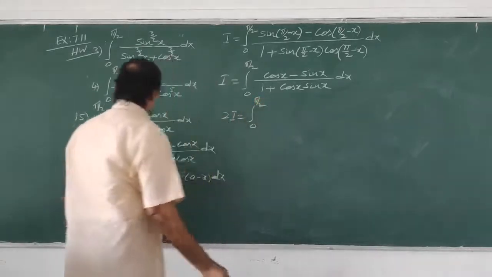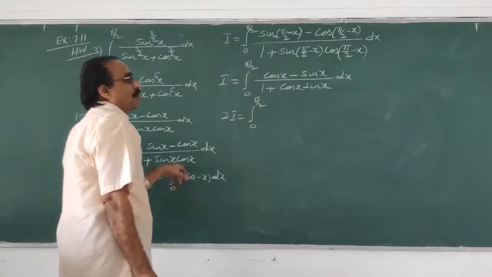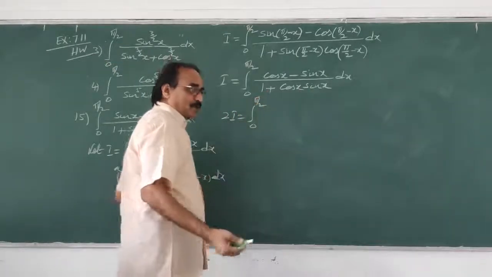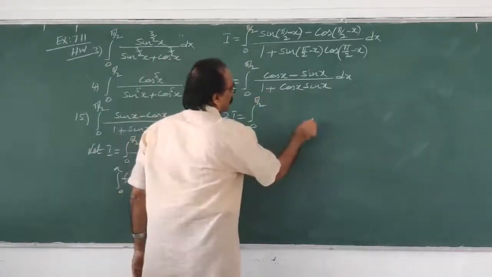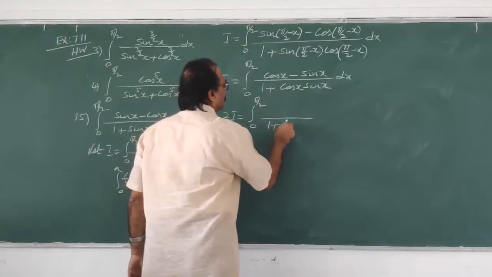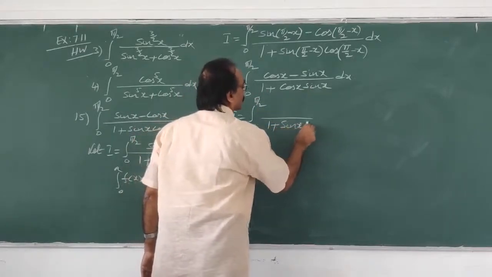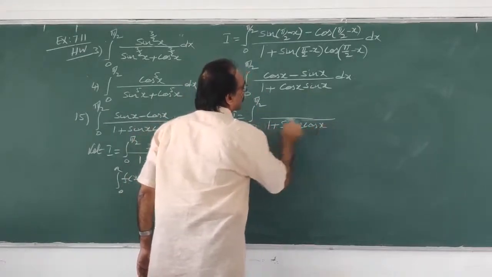Now you see, what is the LCM? 1 plus sin x cos x denominator, 1 plus sin x cos x denominator, both are there. So that's why you can add it. You write a denominator 1 plus sin x into cos x. So now you add the numerators.